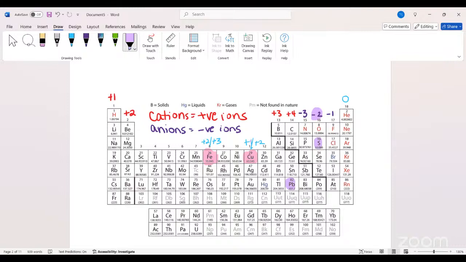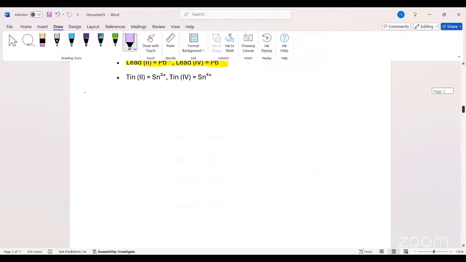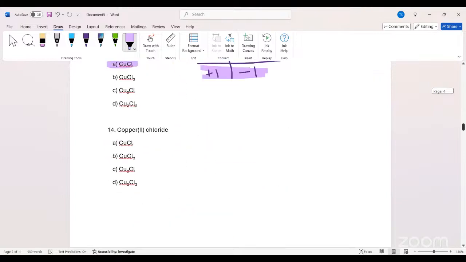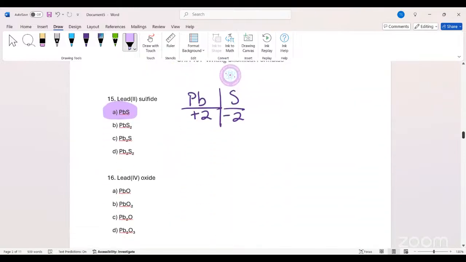So putting those two together, Pb and S, you just get PbS. Like here in our state, we have a channel called the PBS channel. That was the educational channel. So yes, number 15 was PbS because the two twos canceled each other out.